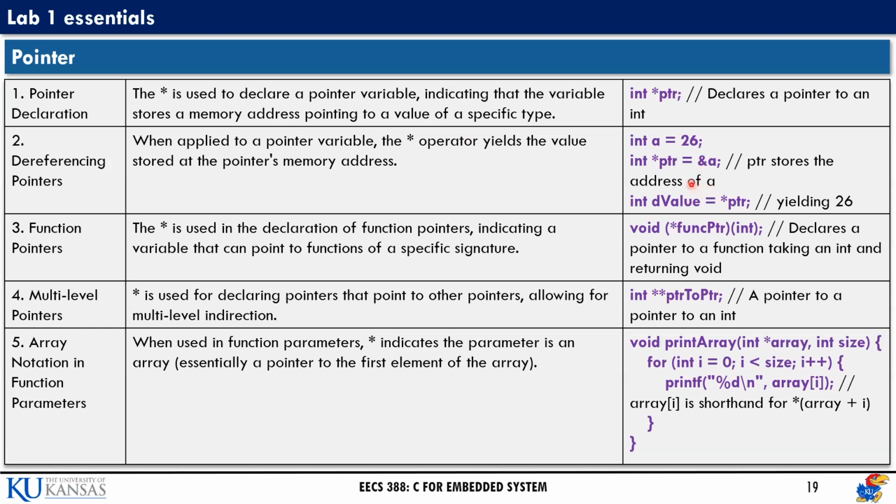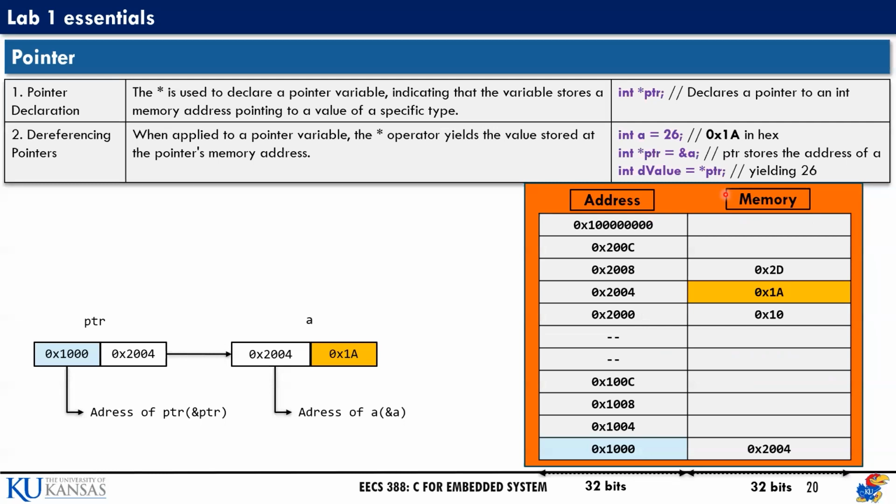And if we want to dereference the pointer, if we want to get back our value, we can create another variable, the dereferencing value here, and we just have to use the pointer name with this asterisk sign. So this d value will yield 26 here. So let's go through a more detailed way of how it is working.